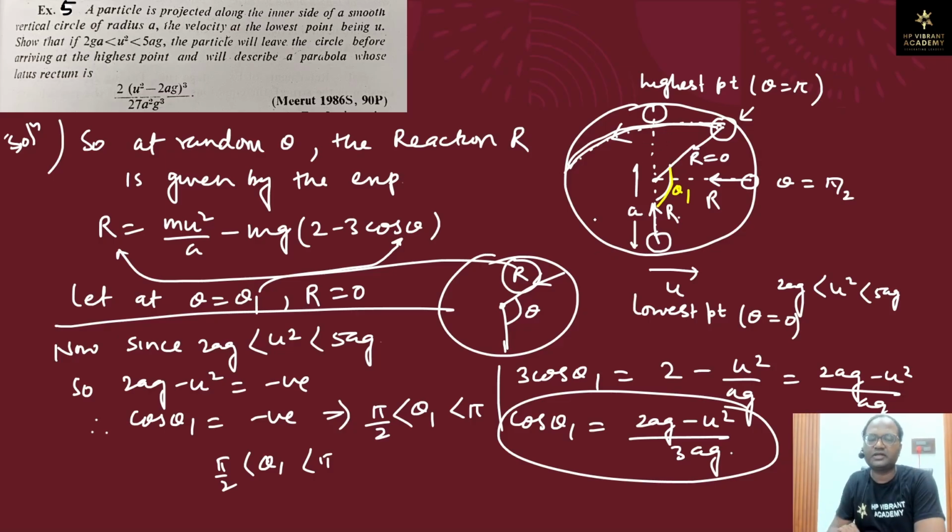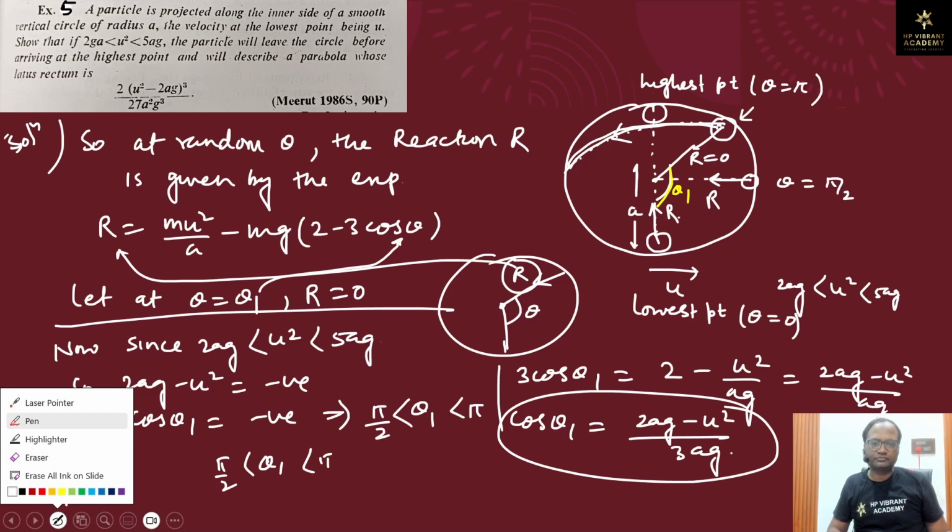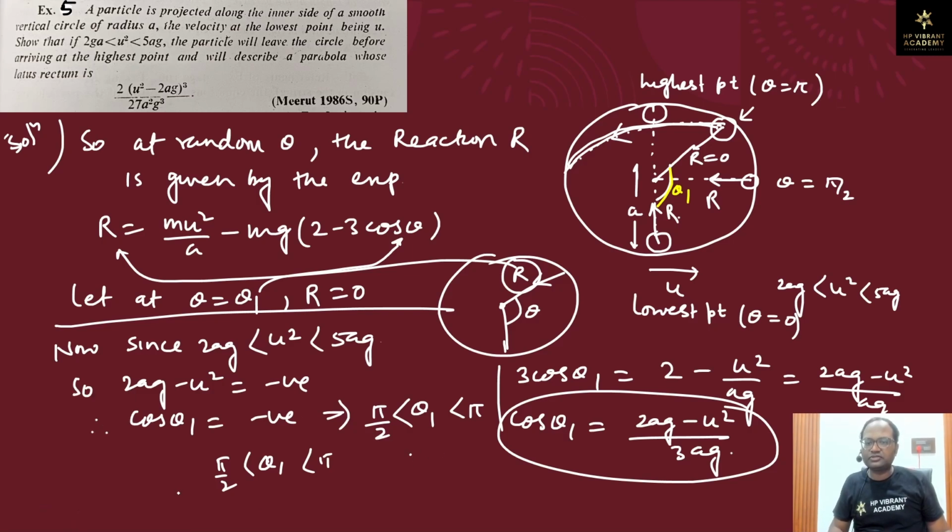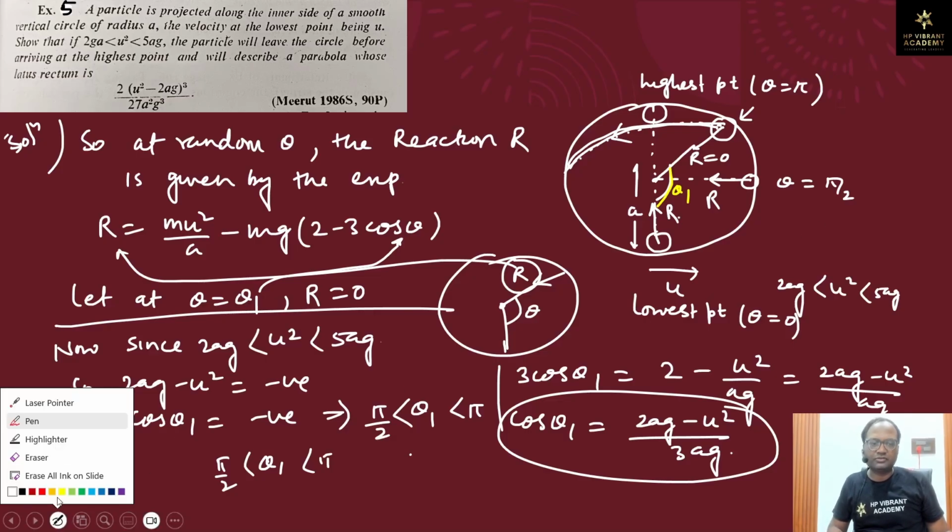So let us find the latus rectum. We have cos theta 1 is equal to 2ag minus u square upon 3ag.